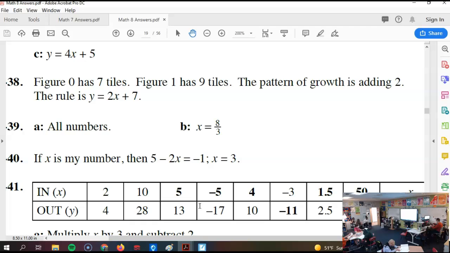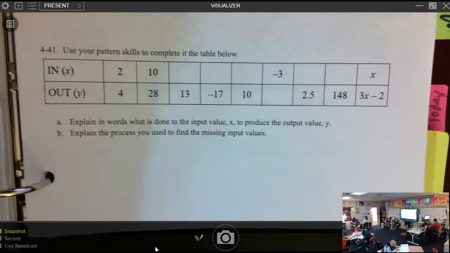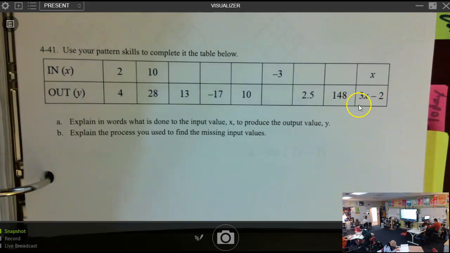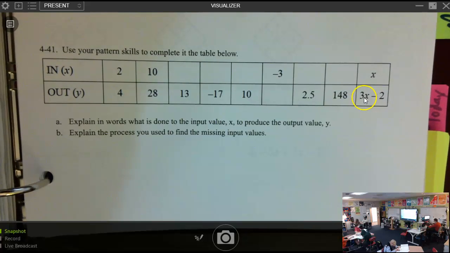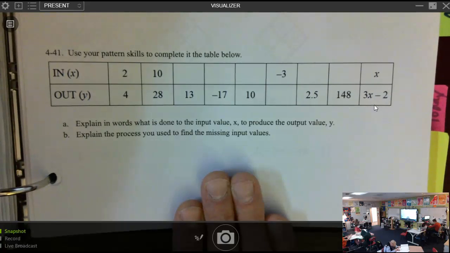The table in 41 then proceeds to ask you to explain in words the process you use to find the missing input values. A couple of people came and asked me about this. They said what I did was I took the Y, added 2 to the Y, and then divided by 3, because that's what undoes what had been done. Yeah, that's exactly what you can write. I took it back.